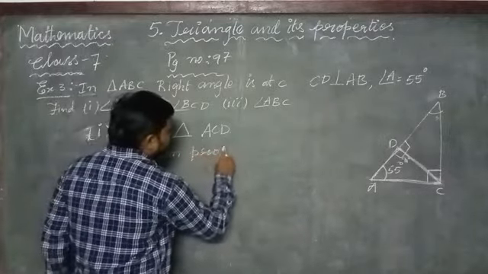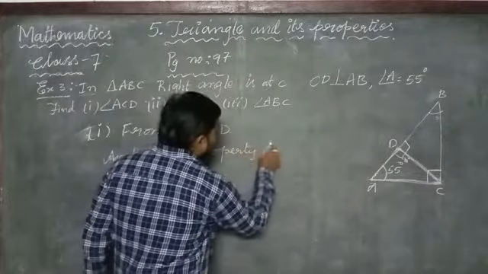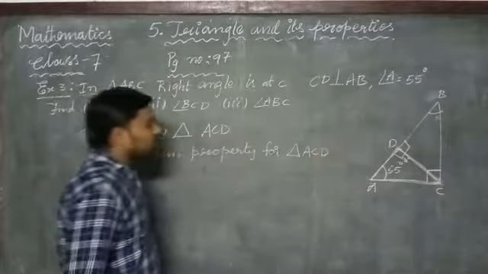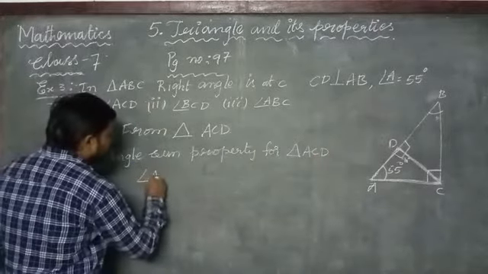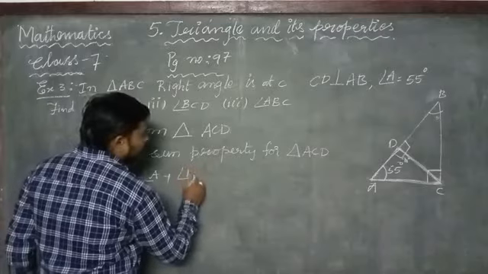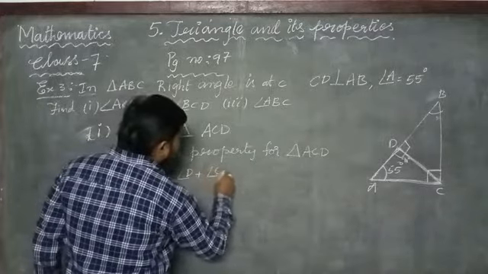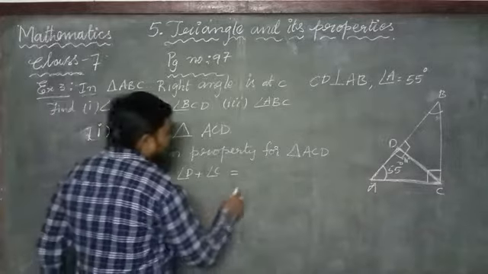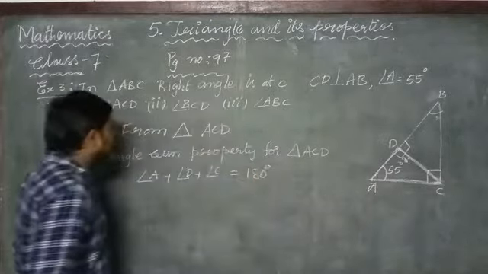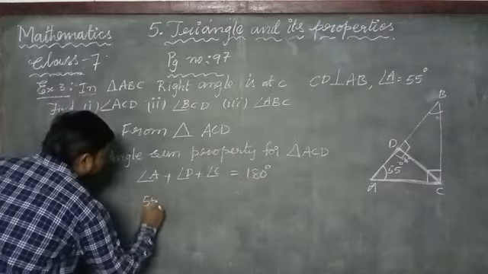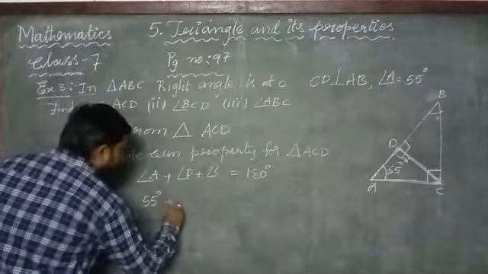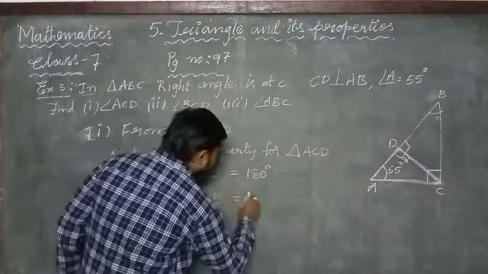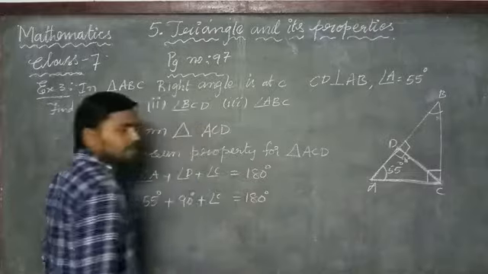Angle sum property for triangle ACD. Here three angles are there: angle A, angle D, and angle C. Angle A is 55 degrees, and angle D is 90 degrees, and angle C we have to calculate.